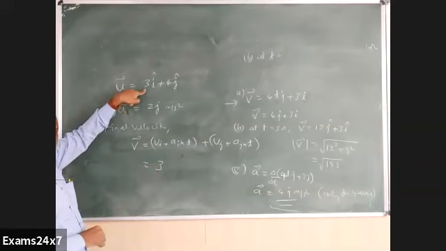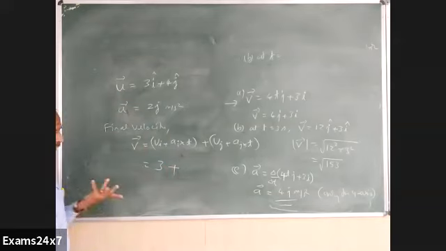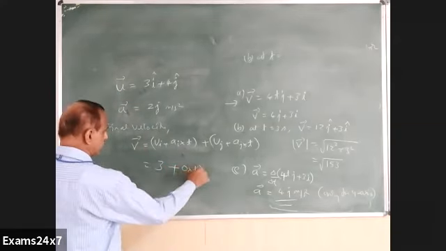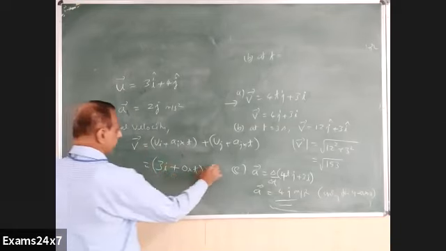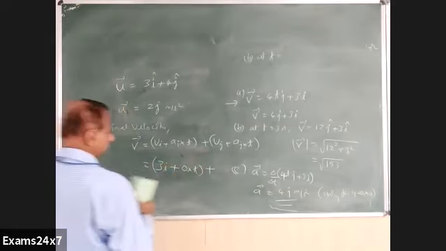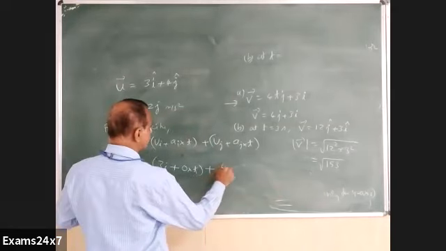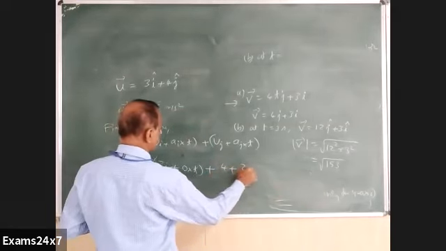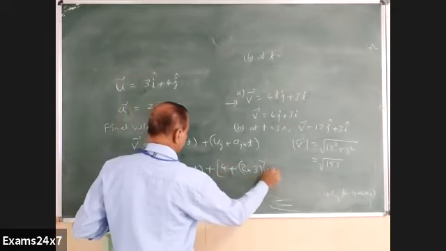3 along x direction. Plus what is the acceleration along y direction? 0. There is no acceleration. So 0 into t. So simply 3i plus 0t. And for y direction, we have both as non-zero. uj is given there as 4, acceleration 2, time 3 into j.